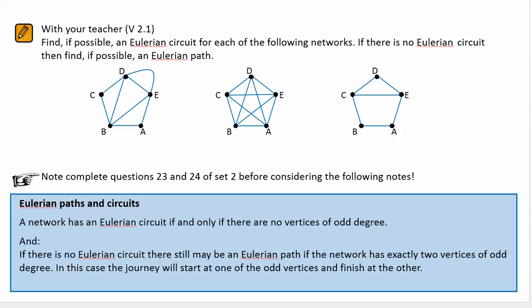Now, in V2.1, you're asked to find, if indeed it's possible, an Eulerian circuit for each of the following networks. When there isn't one, find, if possible, an Eulerian path. Now, after a bit of repetition, we will find some possibilities here. It does take trial and error, and indeed some patience.